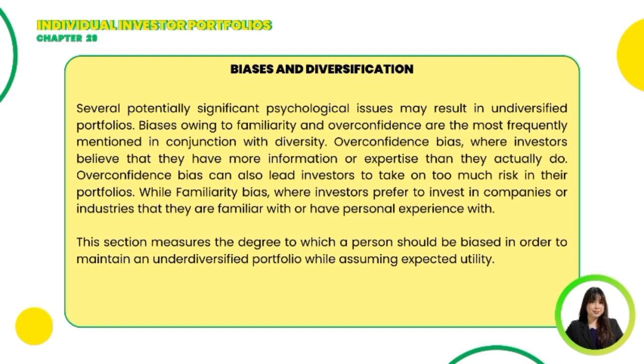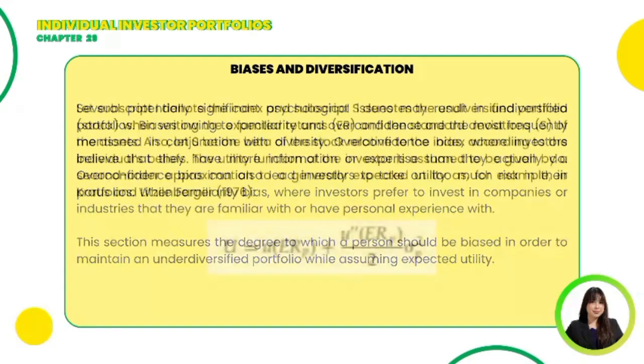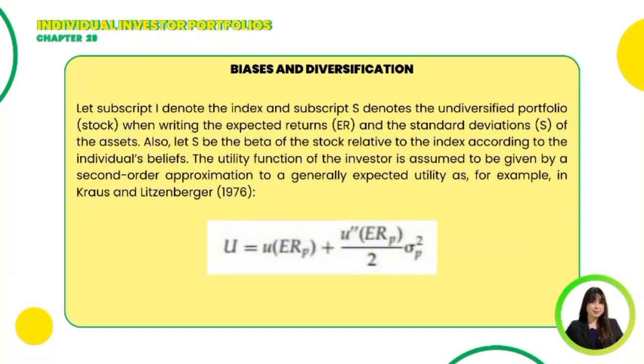This section measures the degree to which a person should be biased in order to maintain an under-diversified portfolio while assuming expected utility. Let subscript I denote the index and subscript S denote the under-diversified portfolio stock when writing the expected returns, ER, and the standard deviations, σ, of the assets. Also, let βS be the beta of the stock relative to the index according to the individual's belief.